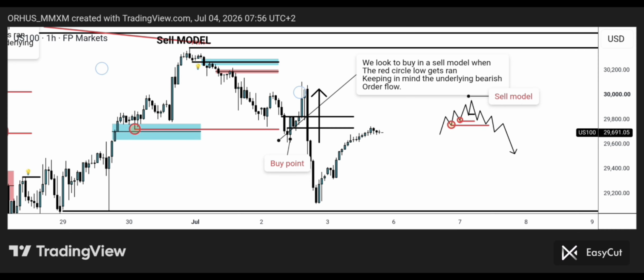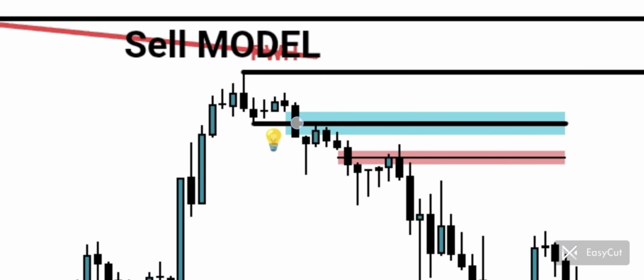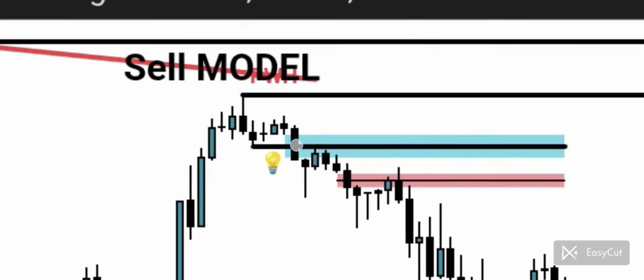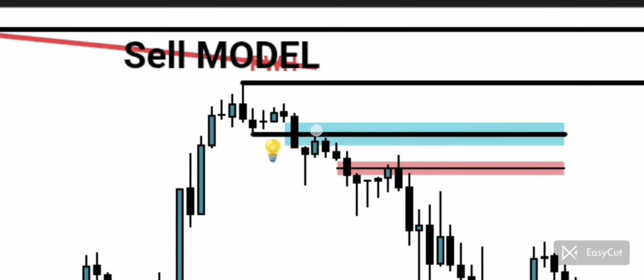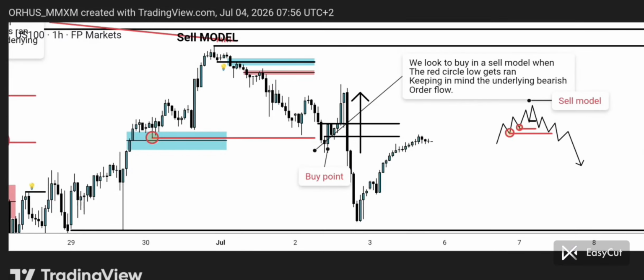Let me zoom in. A low formed in an imbalance, get displaced through, and another fair value gap forms. See price retrace into the fair value gap. We already know that we are in a sell model from this point on. And what did we see later? We saw price gravitate towards the downside.